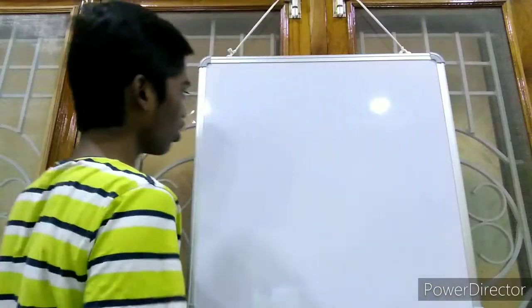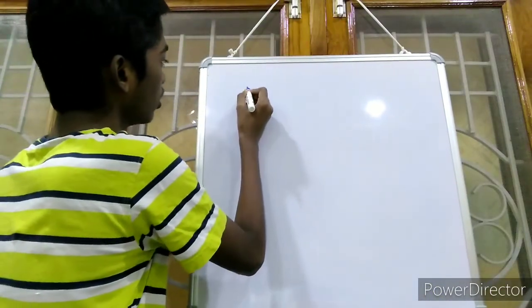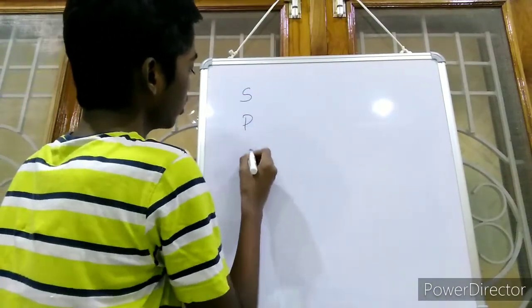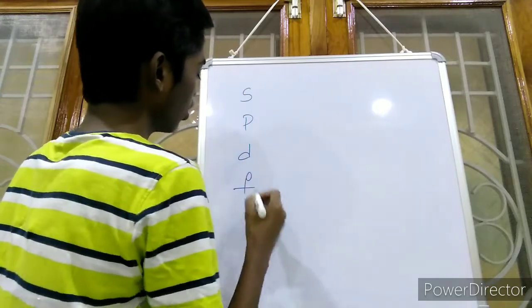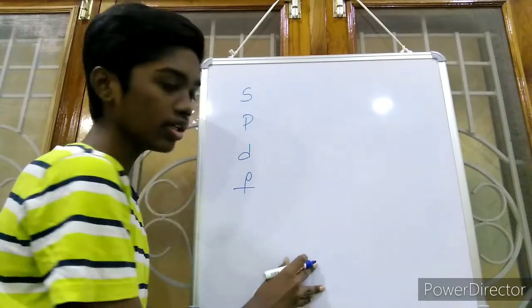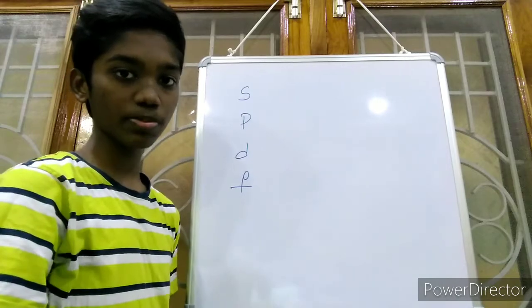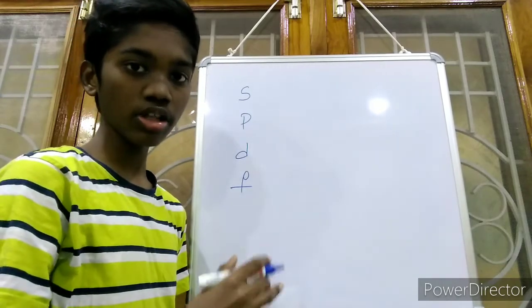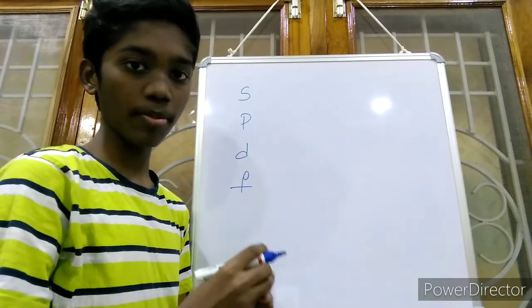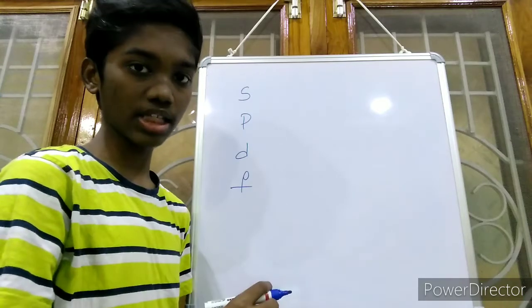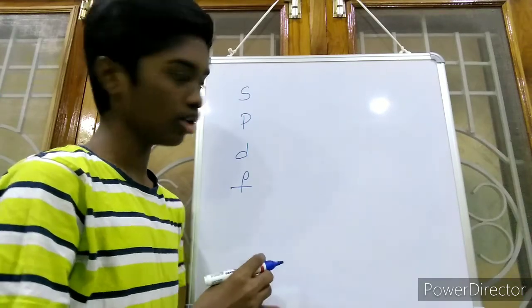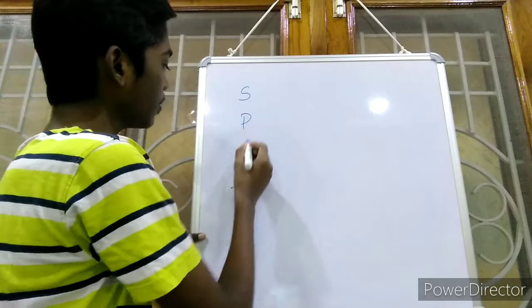In this video I will explain the different structures of orbitals. There are four orbitals: S, P, D and F. Before that, what is meant by orbital? An orbital is nothing but the space or region around the nucleus where the probability of finding the electron is maximum. So there are four orbitals: S, P, D and F.